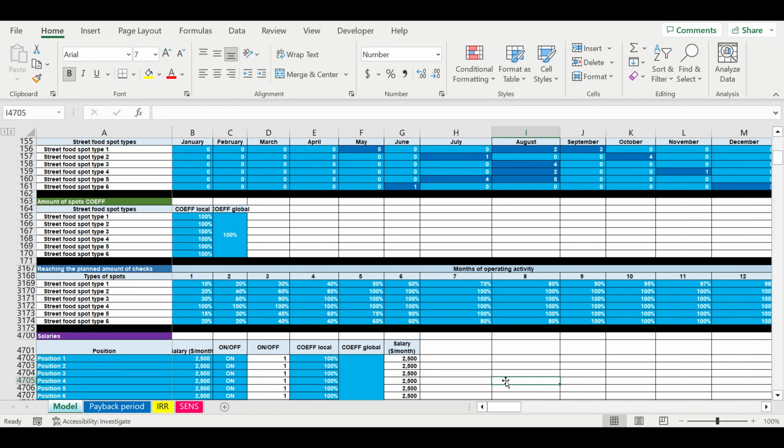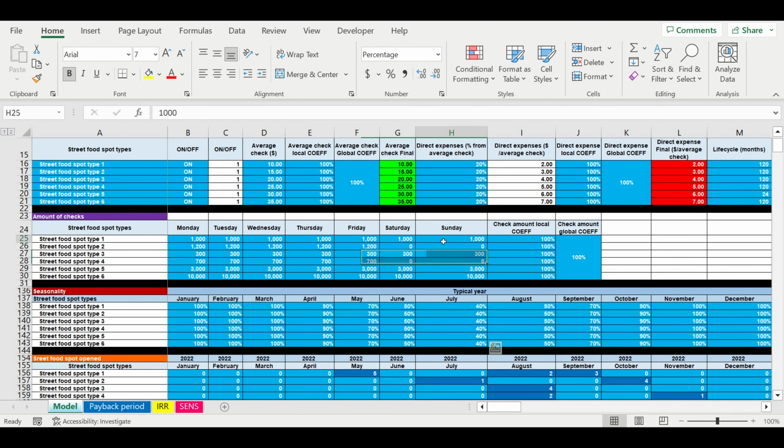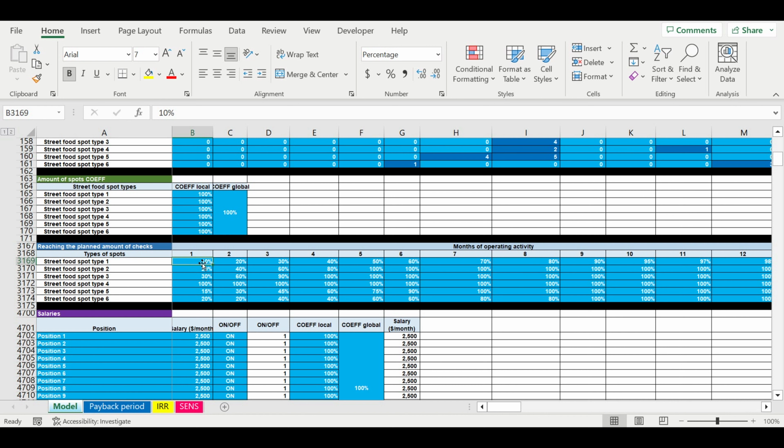Then we are moving to the next very important block of inputs. So we've created the algorithms for seasonality, for the amounts of checks, for behavior of customers inside the typical week. But when we open this or that type of spot, we won't be able to get the maximum of revenues right from the first month of operating activity. So we will be reaching it step by step.